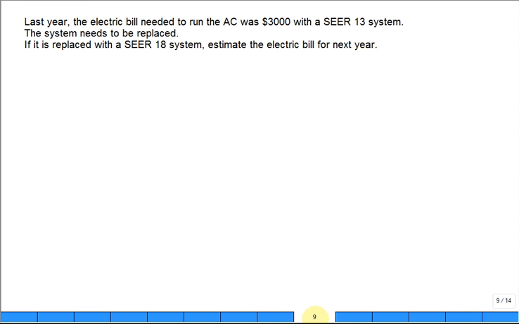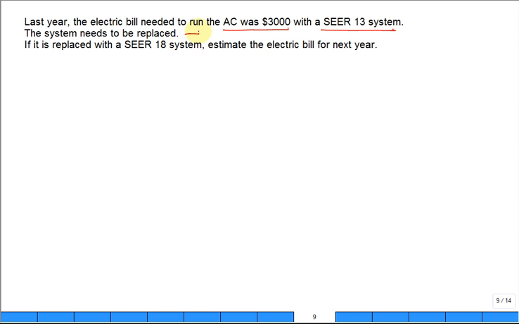So that's a national requirement. Last year, the electric bill needed to run the air conditioning system was $3,000. Now, this is easy to say, but to really figure that out, because a lot of the electric bill goes to run your lights, your pool pump, your electric hot water heater, if you have that instead of gas, your stove. But only that amount of money to pay for the electricity to run the air conditioner was the $3,000. It was a SEER 13 system.